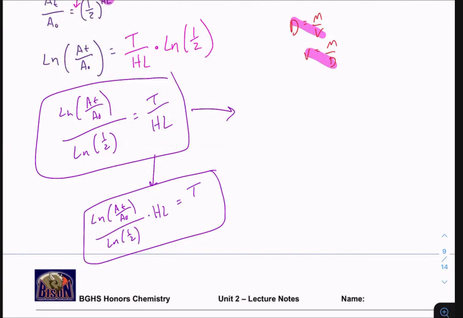So if I said, take this equation, think of this as just one thing. And we have time over half-life is equal to this thing. So if I want to solve for half-life, multiply both sides by half-life, divide both sides by this. And then we're going to get half-life is equal to the time divided by all of this. That's equation 4.